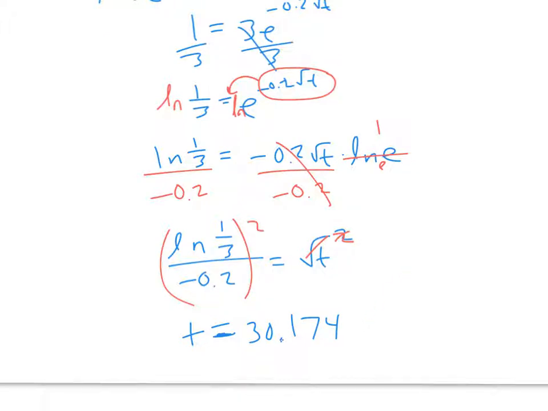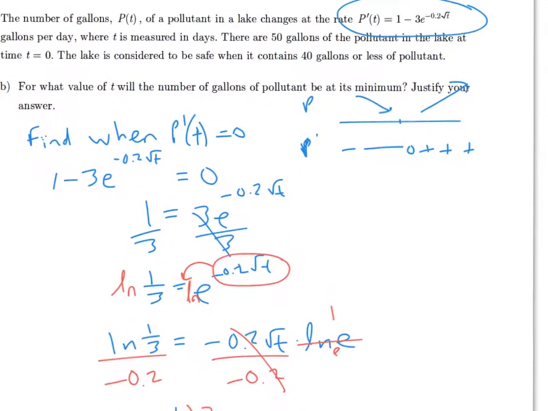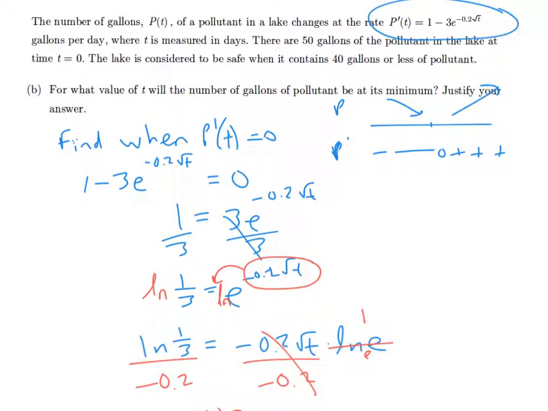But I'm not actually done with the question, so let's figure out what the question was. So I have 30.174, which is now my number right here.